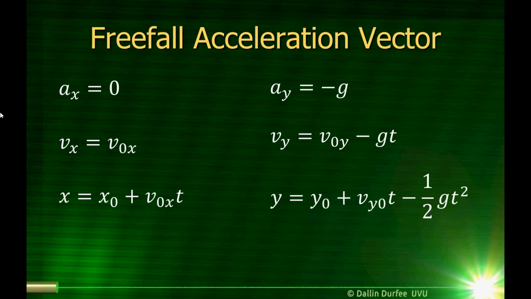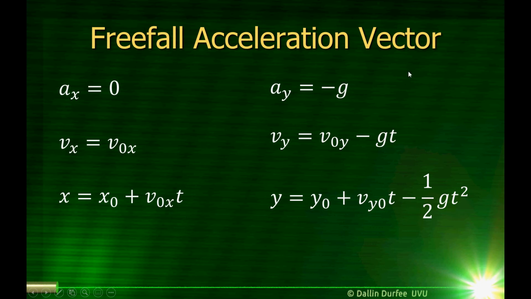With that in mind, instead of writing a vector for acceleration, velocity, and position, I can have two separate things. I have the x component of acceleration is 0, the y component of acceleration is negative g. So for the x, I integrate no acceleration, and I find that my velocity is just a constant. It's just the initial velocity. There's no acceleration, so the velocity doesn't change. I integrate that again, and I find that x is just the initial position plus the initial velocity in x times time.